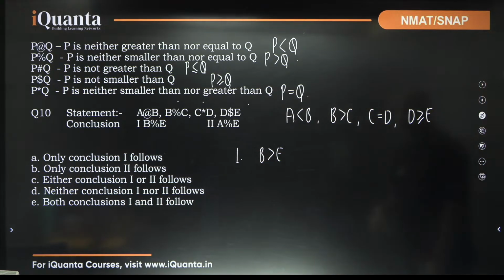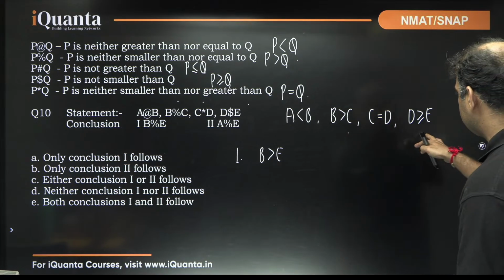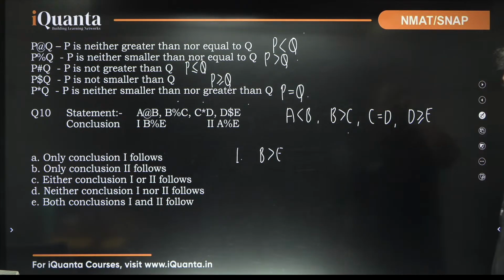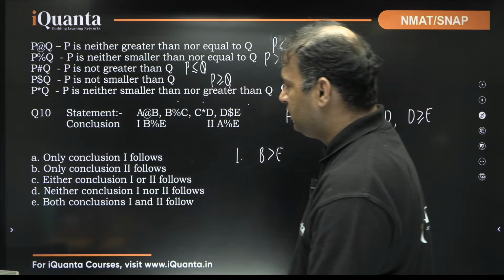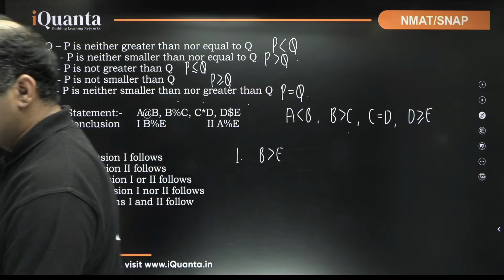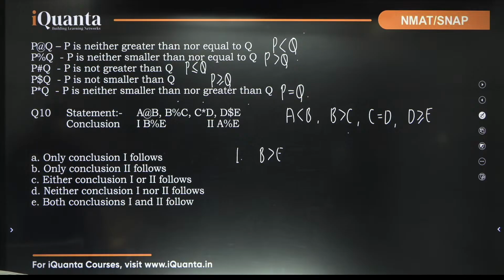So I think you can see that B is greater than C, C is equal to D, so B is also equal to D. And then B must be actually greater than or equal to E, right? What we can say is B is greater than or equal to E. So everyone, what do you think? Is the conclusion true or not?